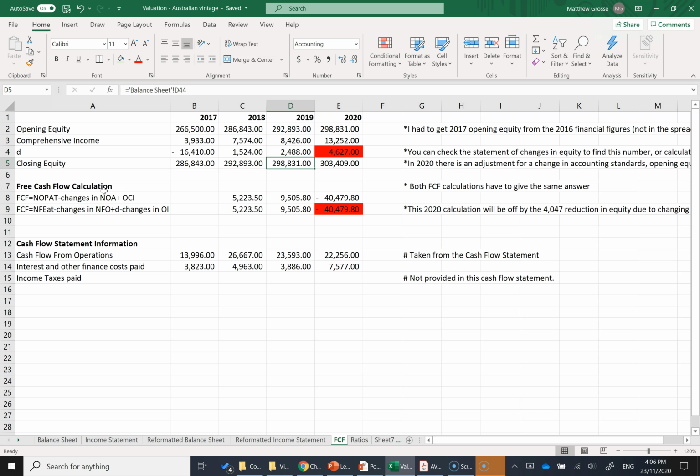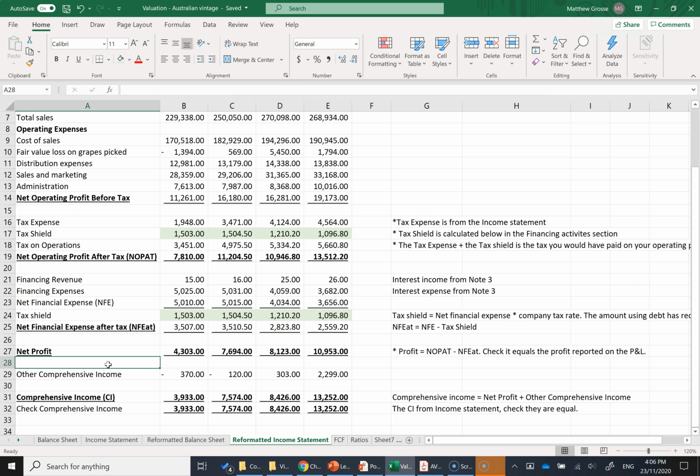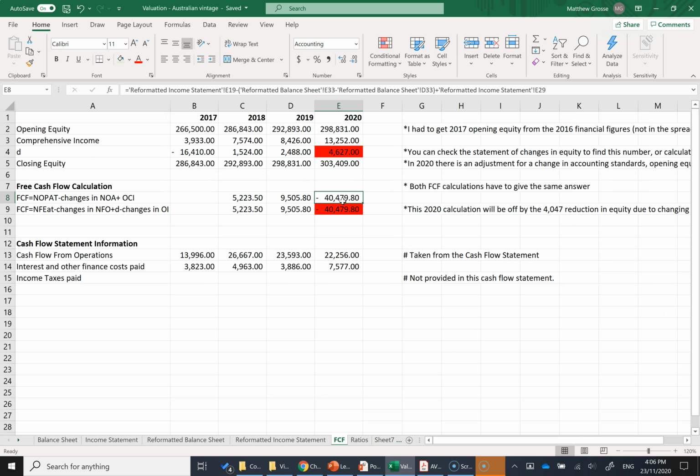When we do the free cash flow calculation now, we can do NOPAT minus changes in NOA. I've got NOPAT from my reformatted income statement. Changes in NOA refers to the current 2020 NOA minus 2019 NOA to see how we've invested in our operating assets during the year, plus other comprehensive income, which we've got listed here in our reformatted income statement or in our normal income statement. Okay, and it gives us our free cash flow for each year.